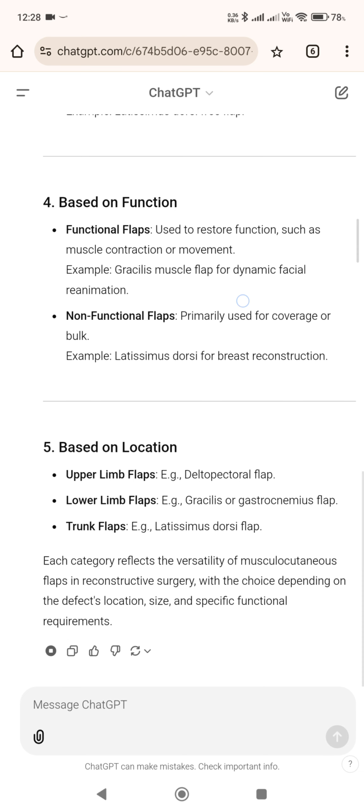5. Based on location. Upper limb flaps, e.g. deltopectoral flap. Lower limb flaps, e.g. gracilis or gastrocnemius flap. Trunk flaps, e.g. latissimus dorsi flap. Each category reflects the versatility of musculocutaneous flaps in reconstructive surgery, with the choice depending on the defect's location, size, and specific functional requirements.